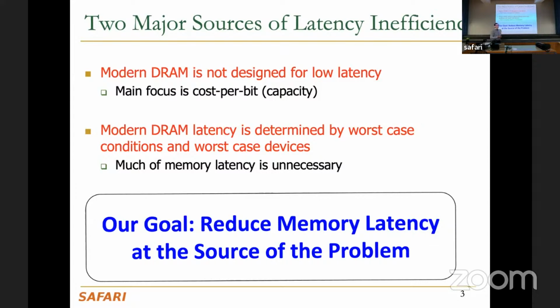Remember, these are some slides to get your cache warmed up. We discussed that there are two major sources of latency and inefficiency in modern memory. We're looking at DRAM, but this is true for many memories in general. They're not designed for low latency. The main focus is really cost per bit, capacity, except for SRAMs on chip, maybe. But even then, the big portion of them are designed for capacity also. And modern DRAM latency, memory latency in general, is determined by worst case conditions and worst case devices. And our goal was to look at the latency problem in a fundamental way and try to reduce it at the source of the problem.